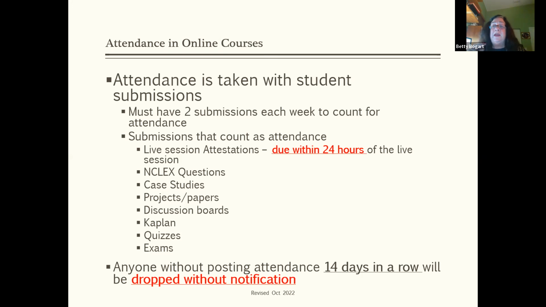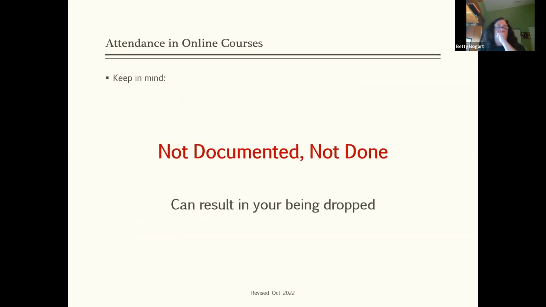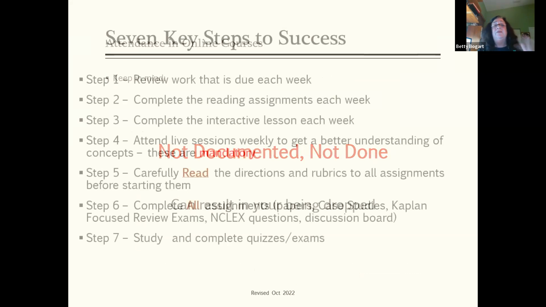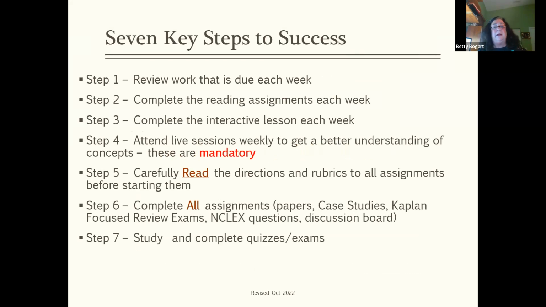If for 2 weeks there is no posting, nothing going on, they will drop you and they don't have to tell you, okay? Be very careful with that. I don't want anybody dropped. I had one student who was sending stuff in to another professor by email and not in Canvas, and they were dropped. So it does happen. Remember, if you don't sign in, you weren't here, okay? So please take credit for what you're doing.